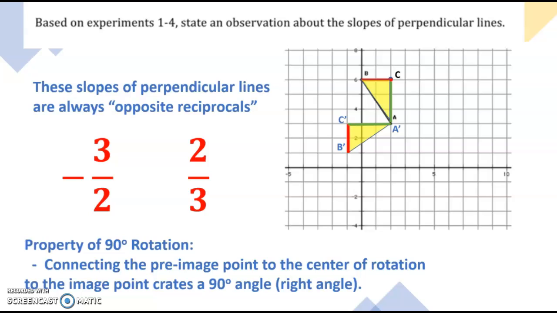This is a property of 90-degree rotations. Anytime you connect the pre-image point, so maybe we're looking at point C in that pre-image, to the center of rotation, which would be A, and then the image point, which would now be C prime, that is going to make a right angle. We saw that with the vertical and horizontal lines that are green, but we can also see that with the hypotenuses. Watch that dotted line. And so those two slopes also create a 90-degree angle when you connect them, which helps us notice that this has been a 90-degree rotation.